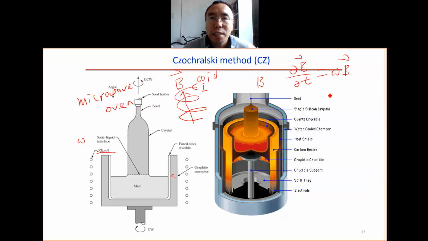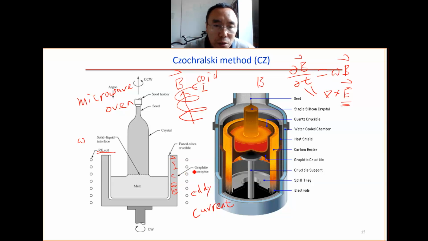We have something like this. So the partial B over T is not zero when we have the high frequency radio frequency. And we know that, if you remember electromagnetism you have learned, a changing magnetic field gives you an electrical field. So we have an electrical field, there will be current flow. This is called eddy current.